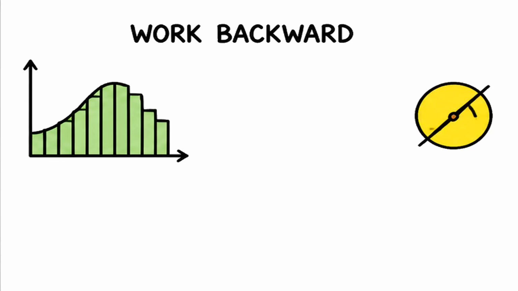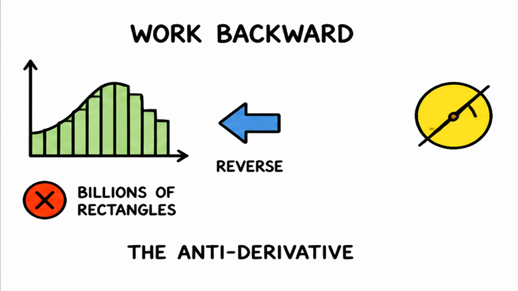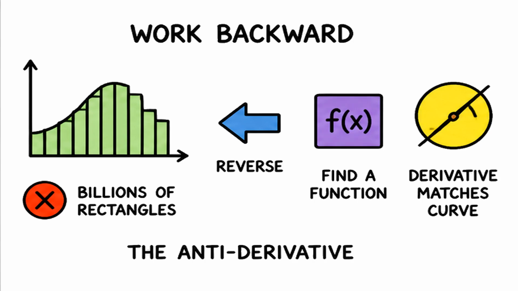This flips how we solve math. To find the area under a curve, you do not sum billions of tiny rectangles. You work backward. You find a function whose derivative matches the curve.